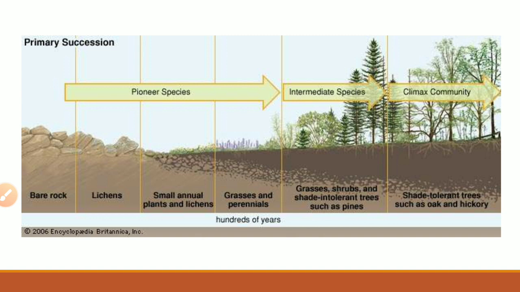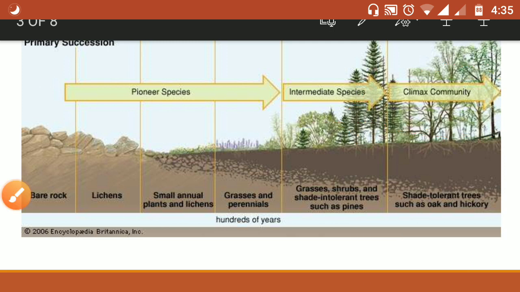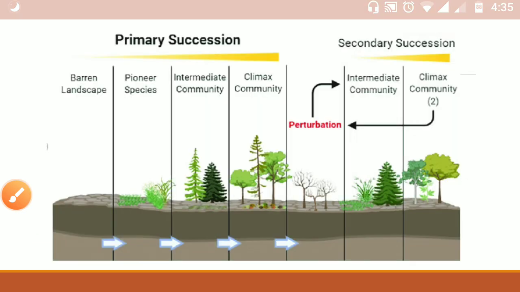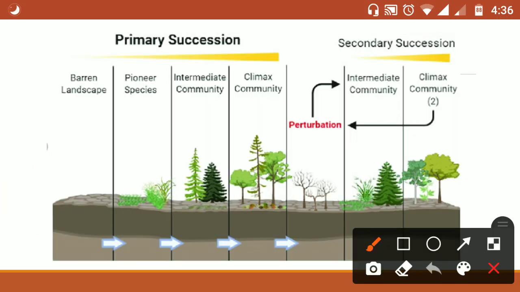Obviously that will happen, and on that soil a new plant species will generate, and that will lead to intermediate species, and after that a climax community will be developed. So this is called primary succession. So how is it different from secondary succession? It is very different. In primary succession, it happened from bare rock.